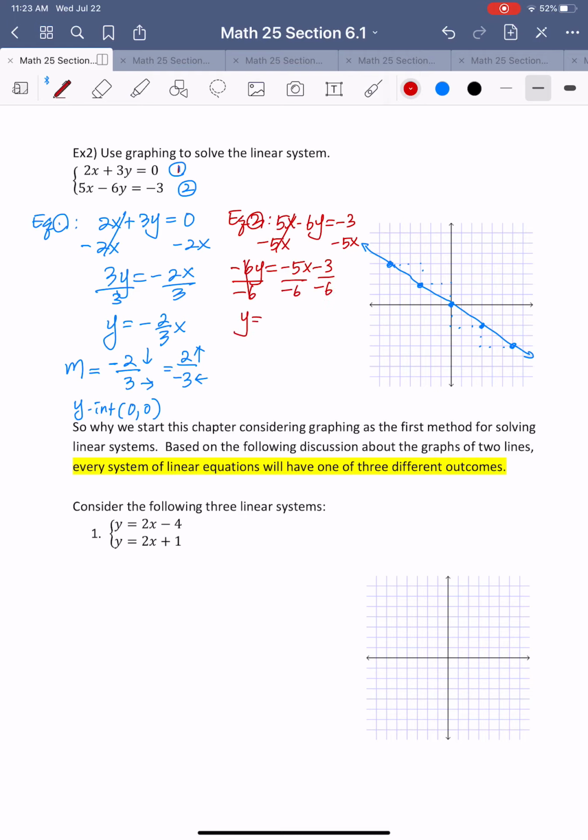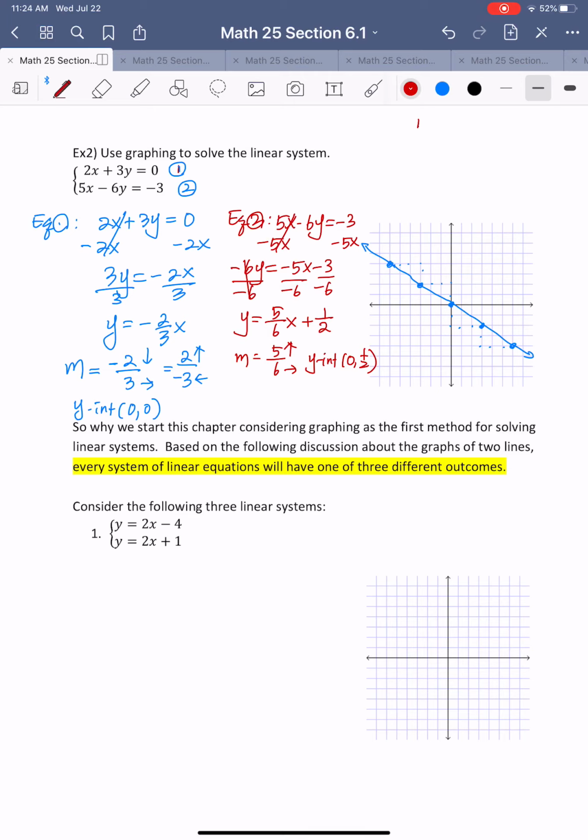Cancel. Y equals 2, the negatives become positive, x, and then plus 1/2. So the slope is 5 over 6, which is up 5, right 3. But the y-intercept is 0.5, which I don't think I like. So what I do is try to get a nice point and then use the slope to get the line. So if I'm thinking about this case, what are the best points I can use?